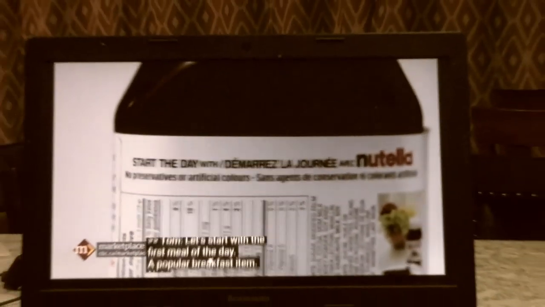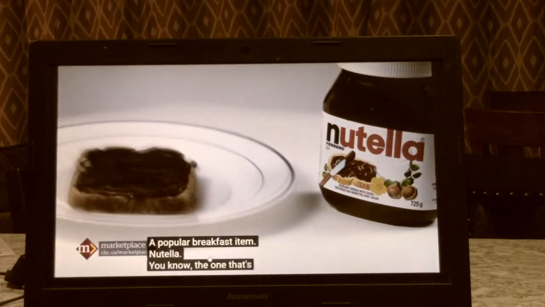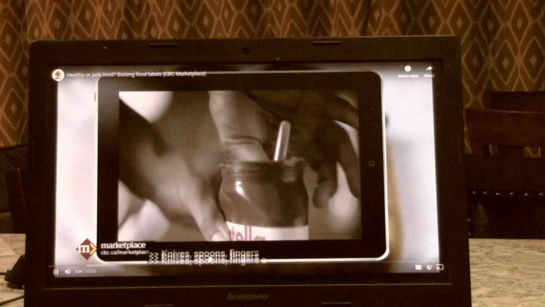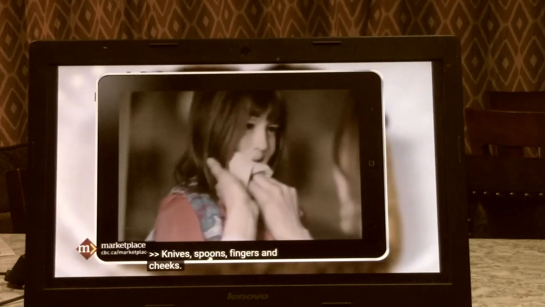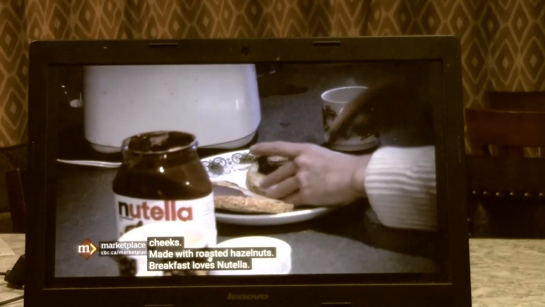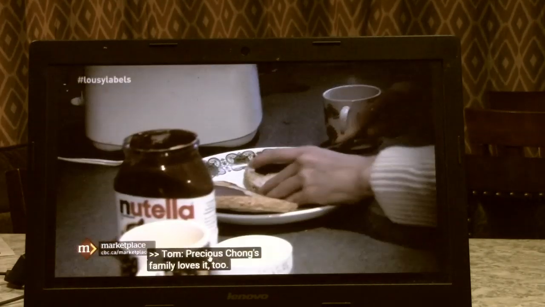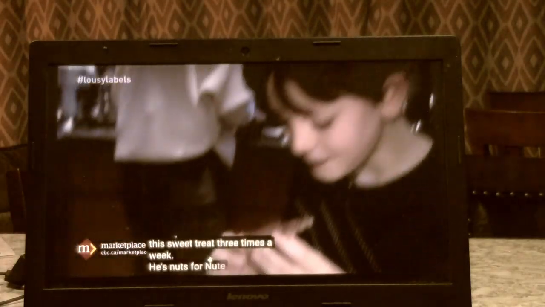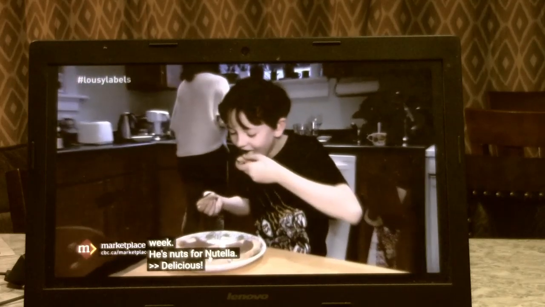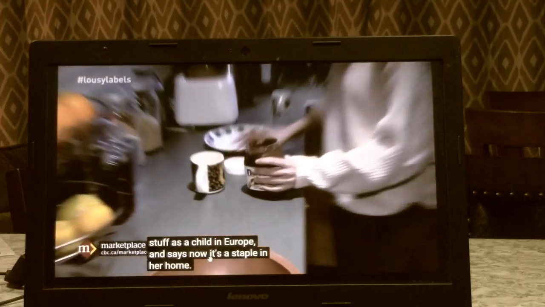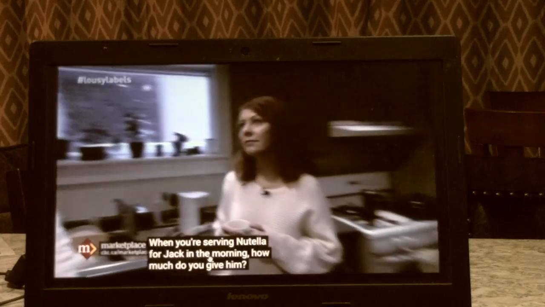Let's start with the first meal of the day. A popular breakfast item, Nutella. You know, the one that's spreading the message that breakfast loves Nutella. Knives, spoons, fingers, and cheeks. Made with roasted hazelnuts. Breakfast loves Nutella. Precious Chong's family loves it too. Her 9-year-old son Jack eats this sweet treat 3 times a week. He's nuts for Nutella. Delicious. She first ate the stuff as a child in Europe and says now it's a staple in her home. When you're serving Nutella for Jack in the morning, how much do you give him?